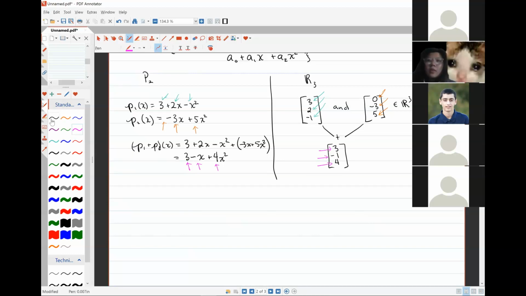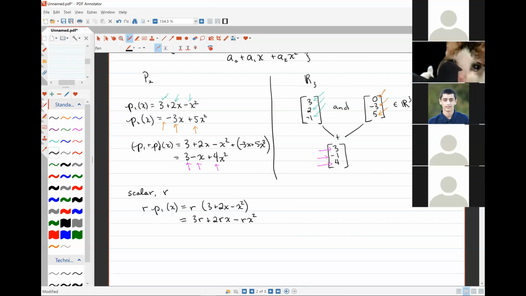And the same is true for scalar multiplication. What if we took a scalar, let's just say r, and computed r times this polynomial P1? Well, if I'm going to compute that polynomial, I just distribute the r through the parentheses. So I'll get 3r plus 2rx minus rx squared.